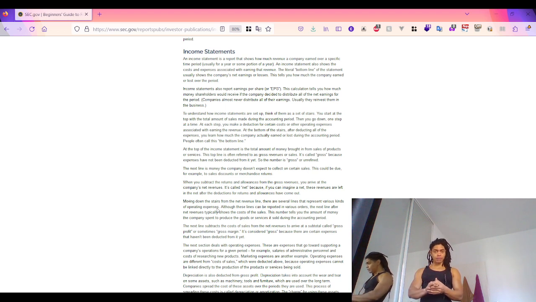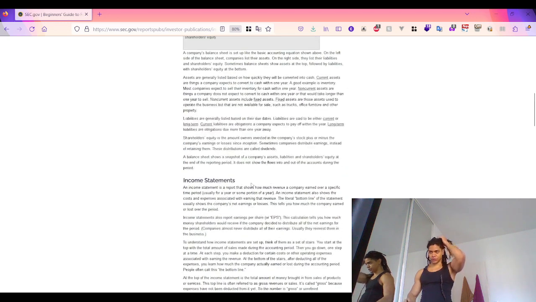So also we have something called fixed assets that allow your business to run. These are items that are not for sale: equipment, property, plant. Liabilities are generally listed based on their due date. So you have current liabilities, obligations that a company has to pay within a year, and long-term liabilities. And the shareholders' equity shows the amount of money, something they describe here.